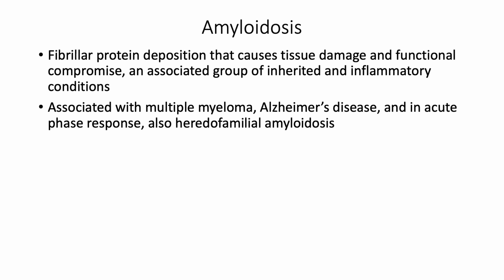Amyloidosis is a fibrillar protein deposition. This causes tissue damage and functional compromise, an associated group of inherited and inflammatory conditions. These are associated with multiple myeloma. It's a deposit in that disease. Alzheimer's disease, which is a sine qua non of detection under histologic means, and an acute phase response, also seen in heredofamilial amyloidosis. And that's it.